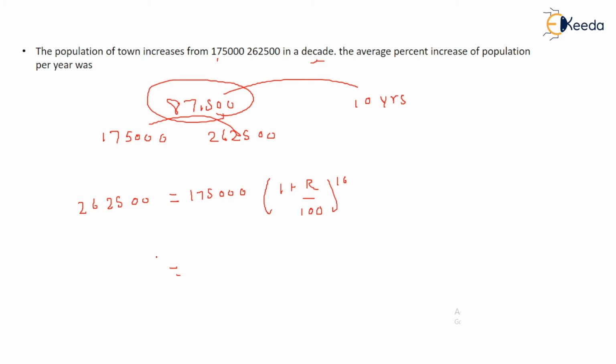87,500 is increasing. How many years? 10 years it is increasing, right? So every year it is increasing at a rate of 8,750. And with respect to what population? This was the initial population, right? So you can find out the increase. This comes out to be 0.05. This is in fraction, so you have to convert it into percentage by multiplying by 100. This comes out to be 5%. 5% is the annual growth.